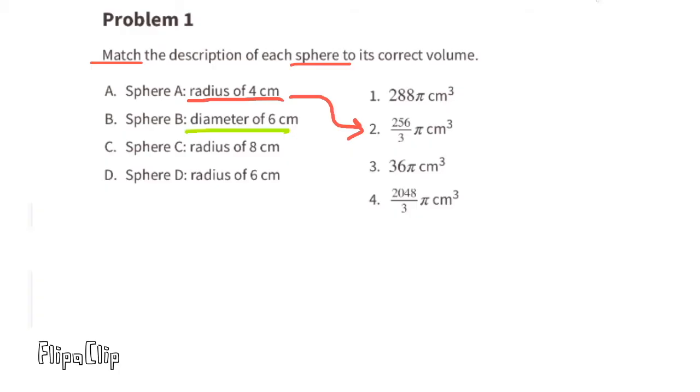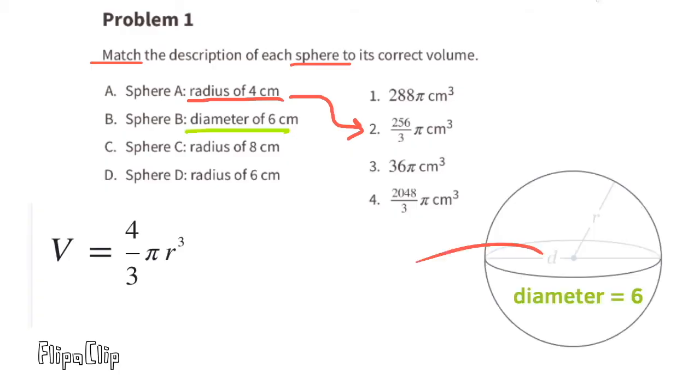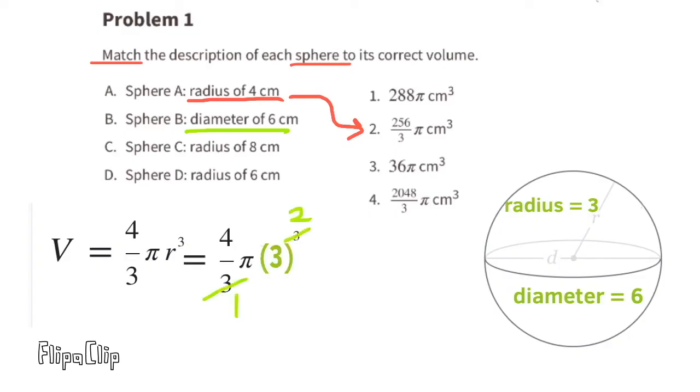Sphere B, diameter of 6 centimeters. Since the diameter is 6 centimeters and the radius is half the diameter, we can substitute the r with a 3. 4 divided by 3 times 3 cancels each other out, so we can rewrite this as 3 to the 2nd power, and 3 to the 2nd power is 9. Now it can be rewritten as v equals 4 times pi times 9, which equals 36 times pi. That makes the volume 36 times pi centimeters cubed. Sphere B matches volume 3.